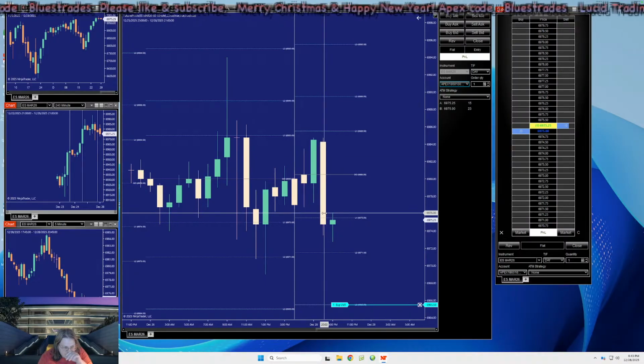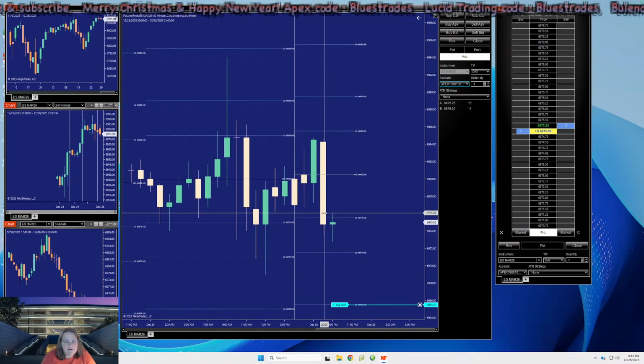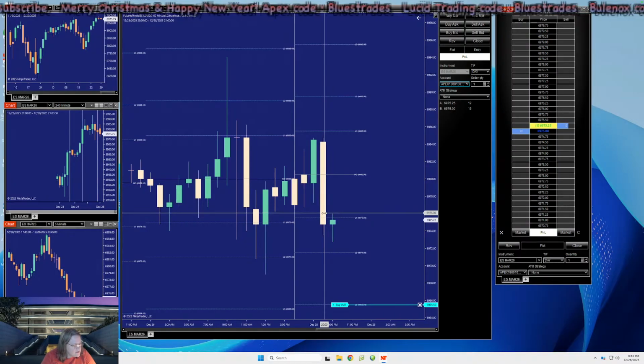This is NinjaTrader. I'm having a tad bit of an issue because I thought there was a way to connect more than one Tradovate account on Ninja, but I'm having a hard time figuring it out, even though I have all the information in there. So these are just my Apex accounts.